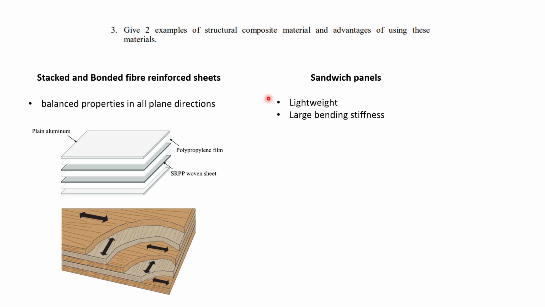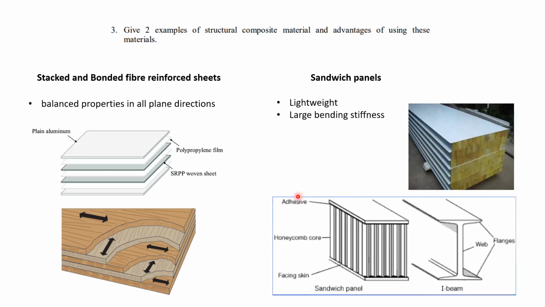Another one is sandwich panels, which is very similar to cardboard, okay? So it's lightweight and has a large bending stiffness. What do we mean by that? This is an example of a sandwich panel where it has a very stiff upper surface, stiff bottom surface, and in the middle it's sort of like a core material or a honeycomb. Sometimes it's a foam, sometimes it's corrugated, okay?